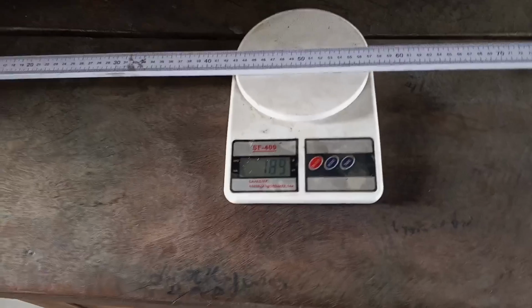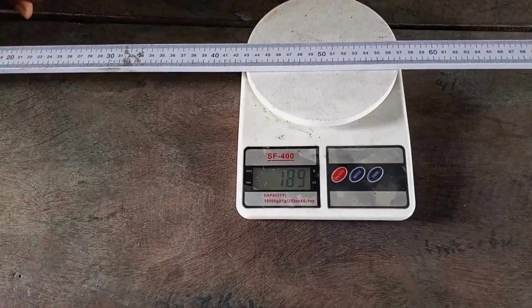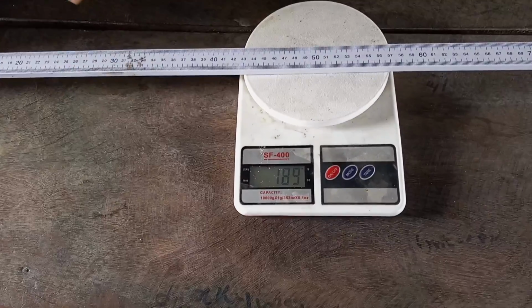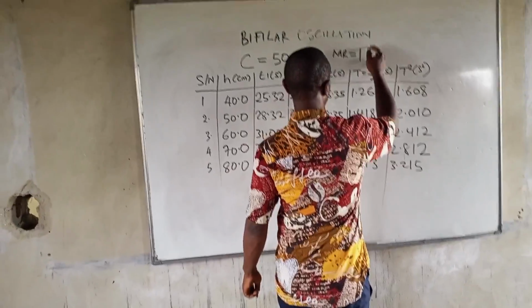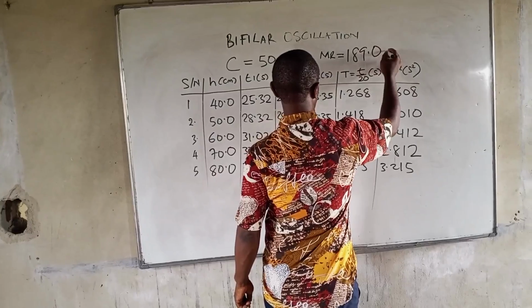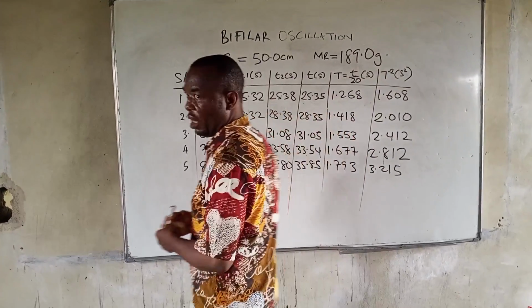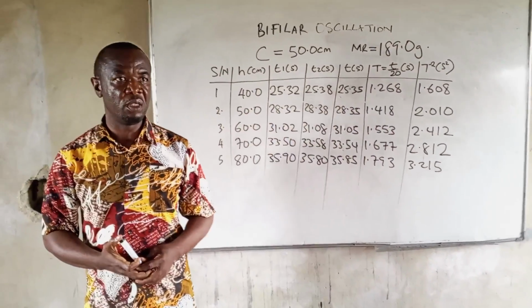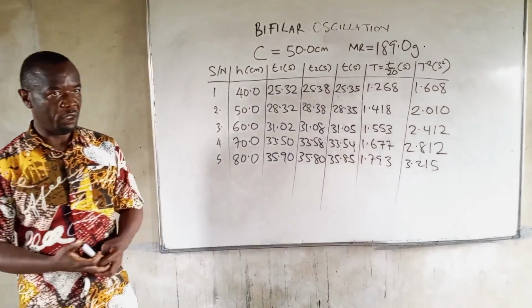So it's steady. What's the weight there? This is 189 grams. So this meter rule is 189 grams. We'll report here MR equals 189.0 grams. That's the mass of our meter rule that we used in the experiment. So we can now go to the graphing.